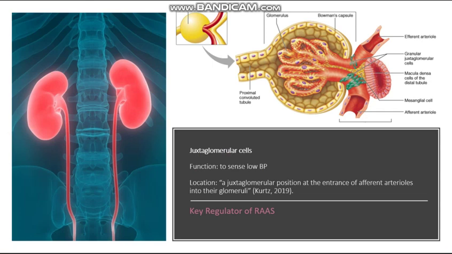They're a special type of smooth muscle cell, and they are found near the glomerulus in between the afferent and efferent arterioles. According to Kurtz, their location is a juxtaglomerular position at the entrance of afferent arterioles into their glomeruli. So as we can see here in the figure, the juxtaglomerular cells are called granular juxtaglomerular cells, and they're located right at this junction in between the afferent and efferent arteriole.